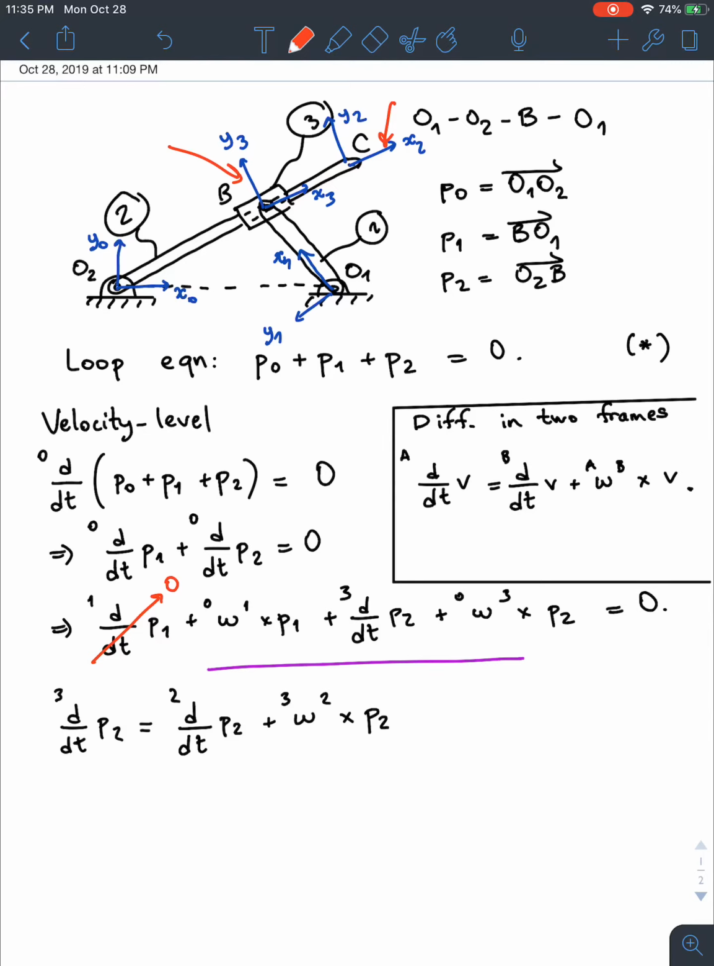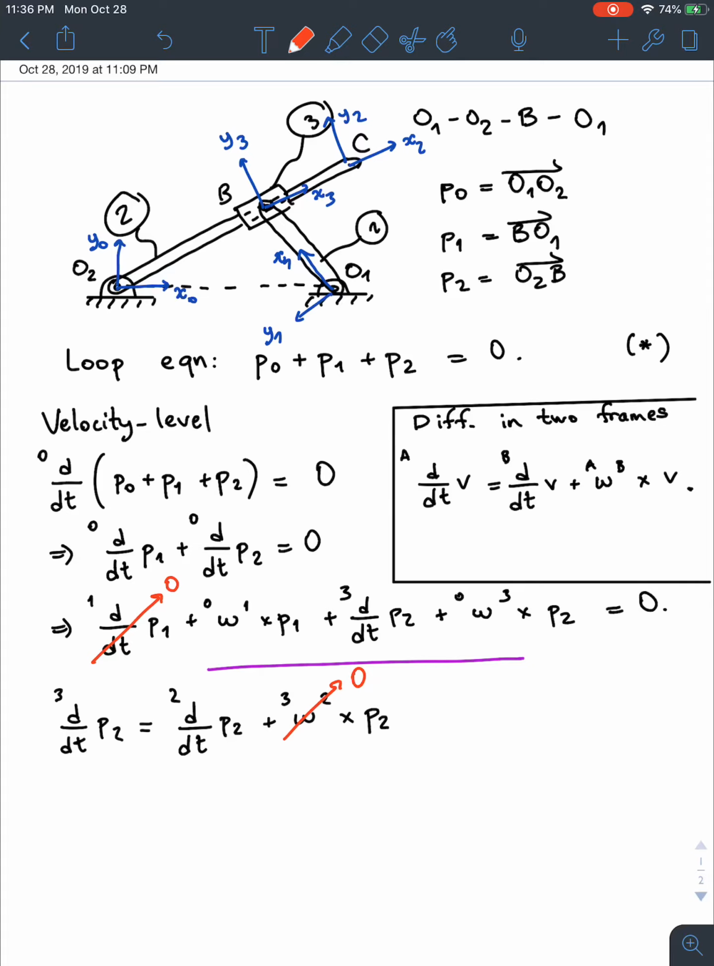X2 is always parallel to X3. Y2 is always parallel to Y3. Indeed, the third body, the rigid body slider, is actually sliding on the second body, which means that the rotation of the second rigid body and the third rigid body are exactly the same with respect to the inertial frame, right? So what that means is that this angular velocity term, the angular velocity of 2 and 3, is going to be 0. You can actually calculate that.